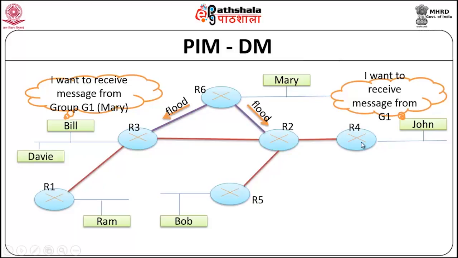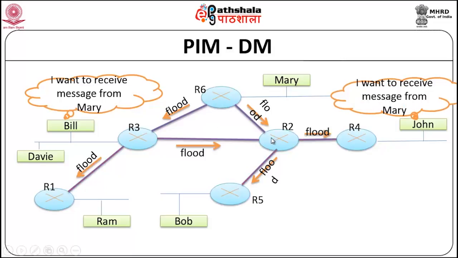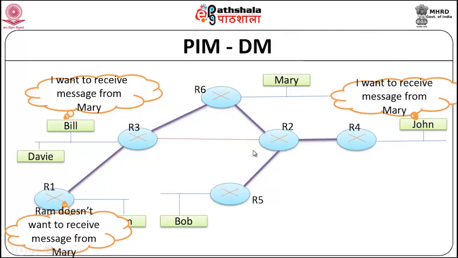Now what happens is, when Mary sends the message, she sends it as a multicast datagram, and that is sent to R6. And what does R6 do? It just floods it along the other ports that it has. So, it is sent to R3 and to R2. Similarly, R2 will flood it to R4 and R5, and R3 will again flood it to R1 and R2 and so on. And finally, through the flooding mechanism, it will reach R4, it will reach R3, and therefore it reaches Bill.